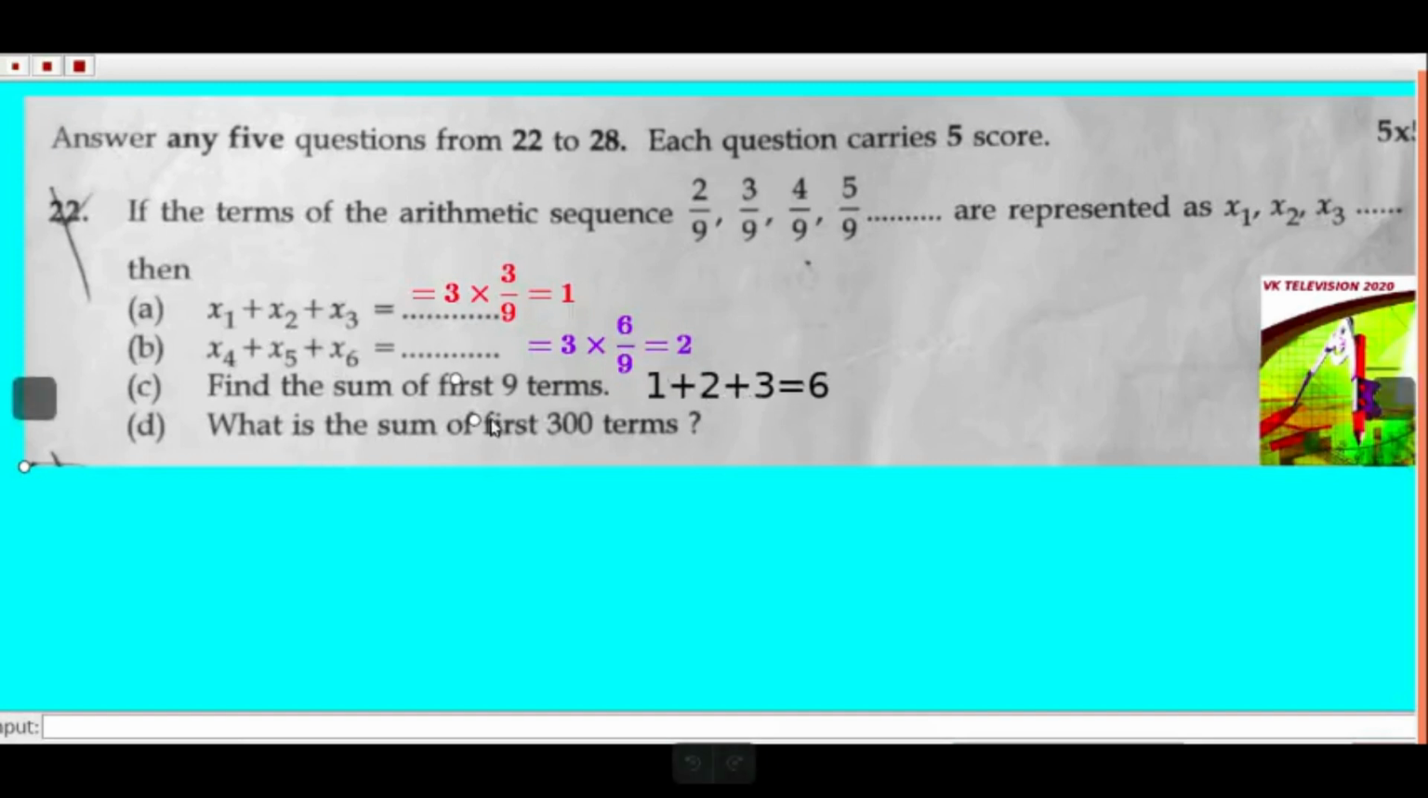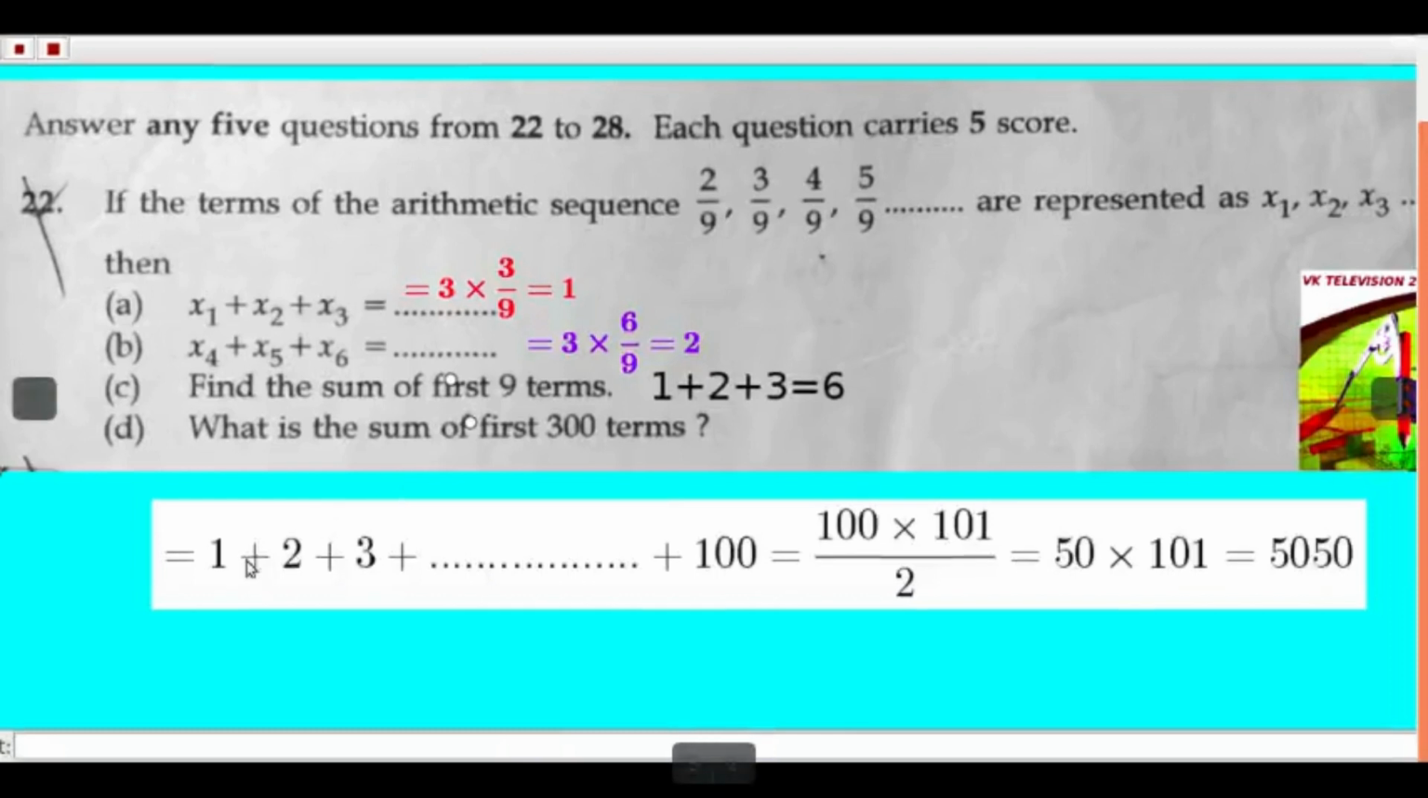What is the sum of the first 300 terms? We have to find out the sum of the first 300 terms. We consider the first 3 terms, then the next 3 terms, and so on. Then we can make these 3 numbers as one compartment. So we have 100 compartments out of 300 numbers.